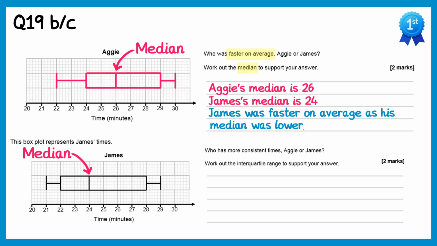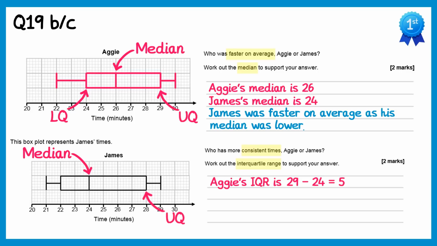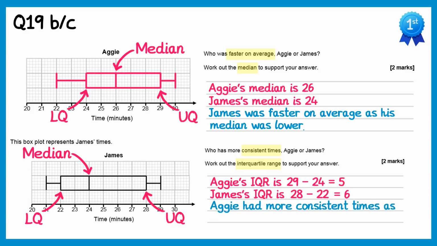For the next one, we need to decide who had more consistent times, and we're told to use the interquartile range. So if we look at Aggie's interquartile range, we do the upper quartile take away the lower quartile, so that's 29 take away 24, which gives you an interquartile range of 5. If we look at James's interquartile range, that's the upper quartile 28, take away the lower quartile 22. So 28 take away 22 gives you 6. This tells us that Aggie had more consistent times as her interquartile range was lower.